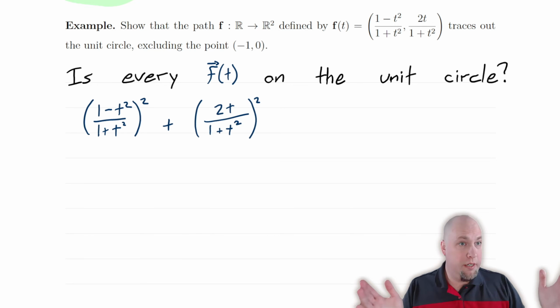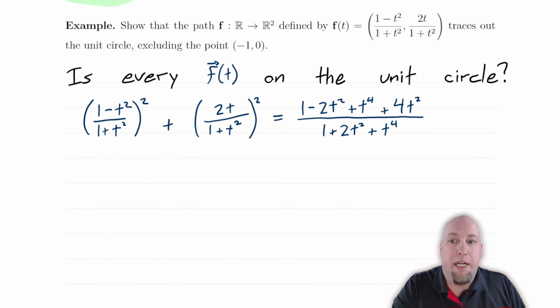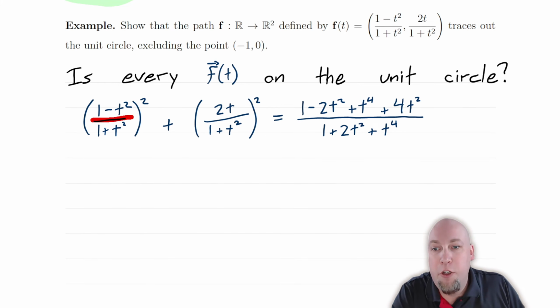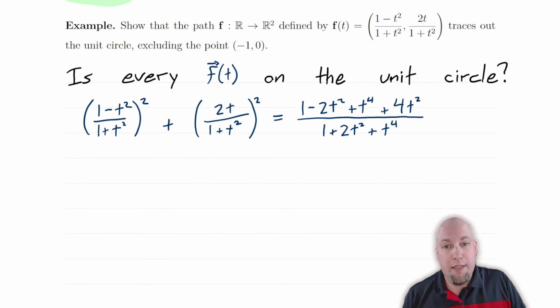If all these points are on the unit circle, this had better evaluate to 1. So let's just double check that that actually is the case. Let's just do some algebra, right? When I square out this numerator over here, I get 1 minus 2t squared plus 4, 1 minus 2t squared plus t to the power 4. And then over here, when I square that out, I get 4t squared.